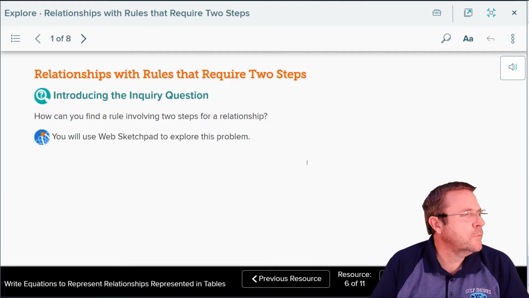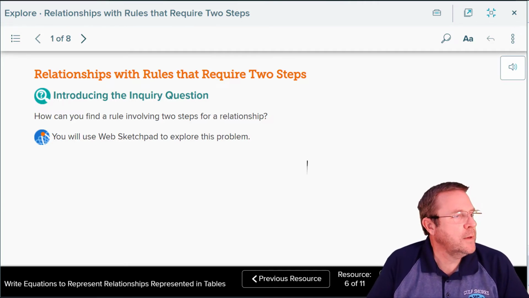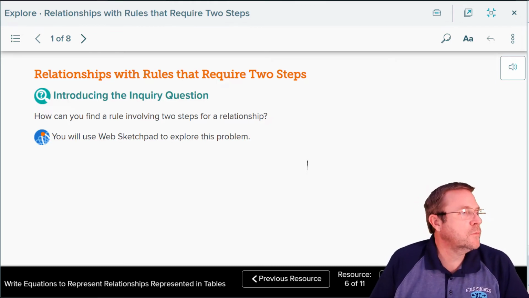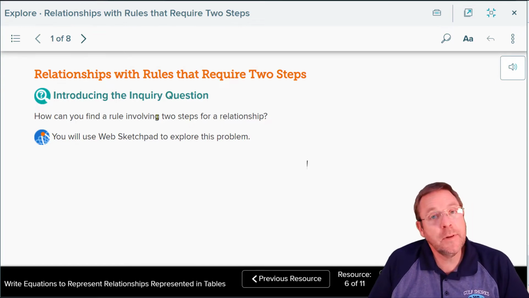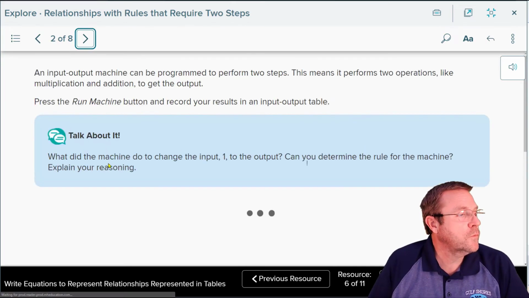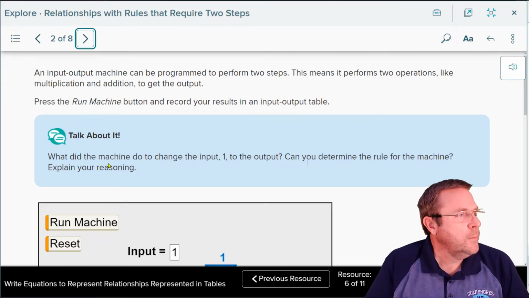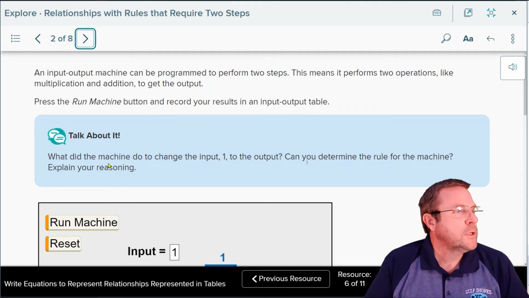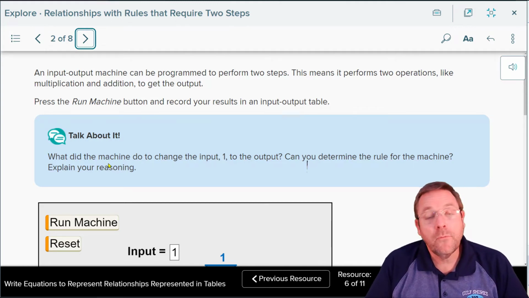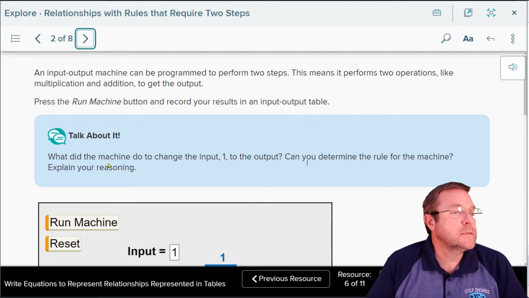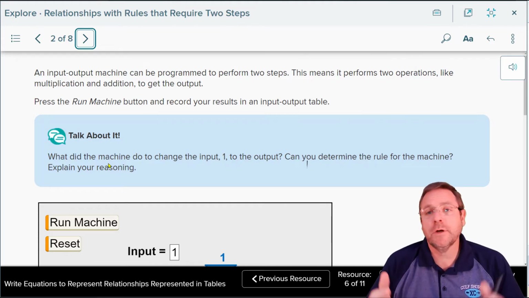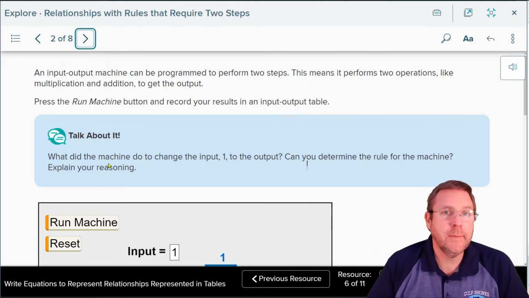So next thing they want us to do is ask, how can you find a rule involving 2 steps for a relationship? And to do this, they're going to introduce a web sketch pad, and a 2-step is going to be a little bit more challenging to work with. So let's see what they want us to do. We're going to be using an input-output machine, and it's programmed to perform the 2 steps, which means there's going to be 2 different operations. For example, times and plus may be taking place.